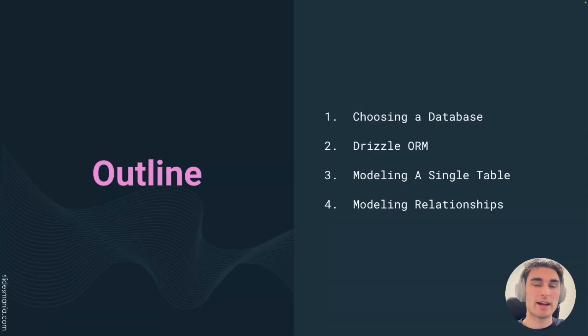And there we go. That is all for today's lecture. As a recap, we gave a little bit of an overview of decisions you might consider when choosing a database, why it makes sense to use an ORM like Drizzle, and the specific benefits of Drizzle ORM. And then we showcased modeling a complete database schema with one-to-one, one-to-many, and many-to-many relations.